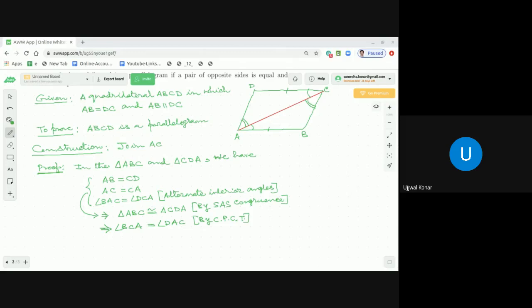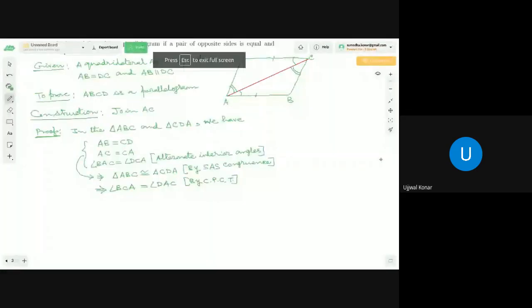And what can we conclude? We can conclude that AD is parallel to BC. Let me write down whatever I just said. So let me write it down here, dear students.